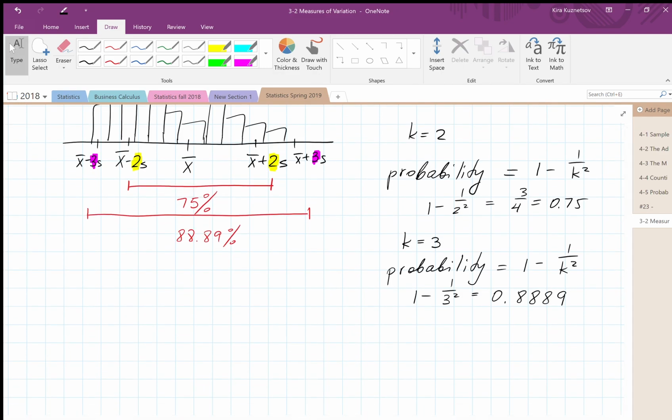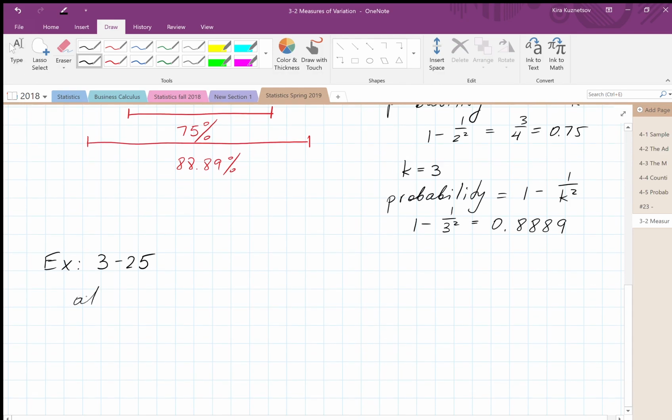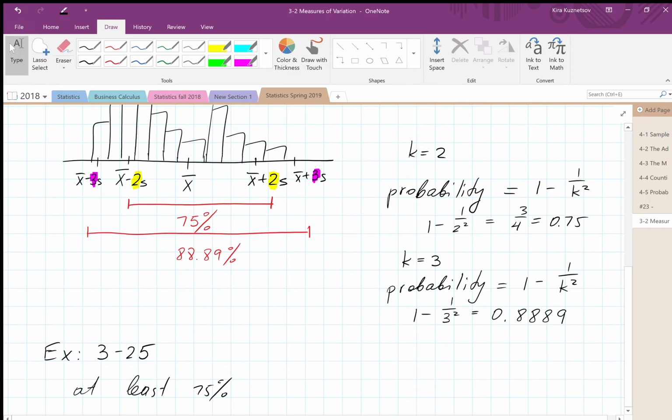So my first example is a direct implementation of the theorem. I am on the same page, example 3-25. The mean price of the houses in a certain neighborhood is $50,000 and the standard deviation is $10,000. Find the price range for which at least 75% of the houses will sell. So what they gave me is at least 75%. As soon as I hear the word 75, I need to look right over here.